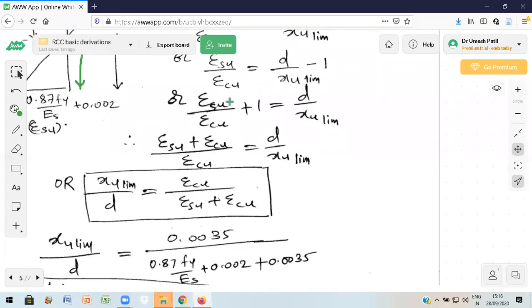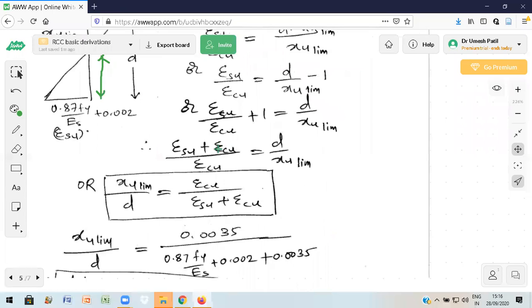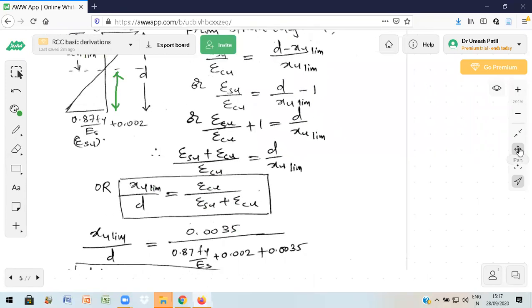Then you simplify this side: ESU plus ECU, cross multiplied, divided by ECU, is equal to d by xu limit, which is as it is. Now I want xu by d, not d by xu. Right now I got d by xu on the RHS, but I want xu limit by d. So I will reverse this side also. So xu limit by d is equal to ECU by ESU plus ECU. So this is what is done.